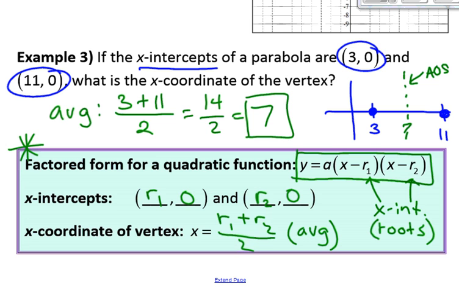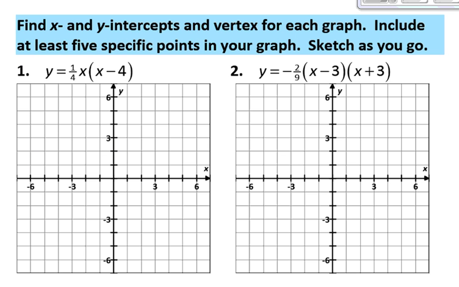All right, so like I said, we skipped example 2. So now we're going to go to example, it should be example 4 here. All right, so we have 2 parts for example 4. So we're only going to do the first one, then we're going to do the second one in class. All right, so it says to find the x and y intercepts and the vertex of each graph. Include at least 5 specific points in your graph and sketch as you go.